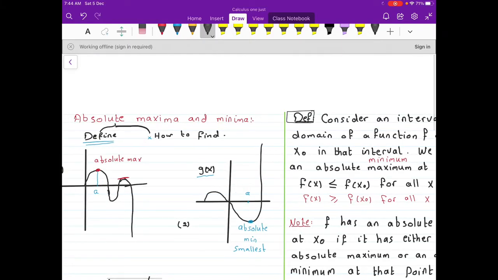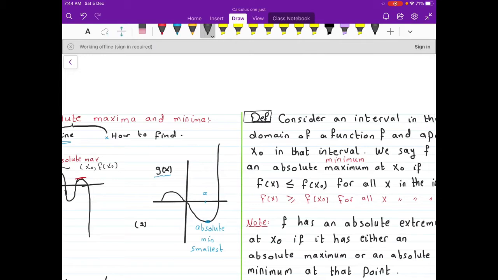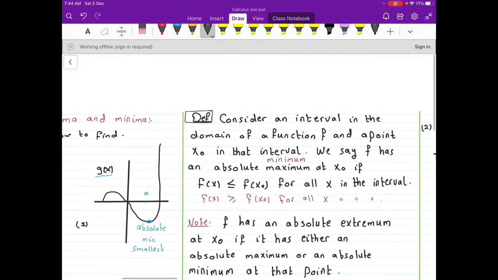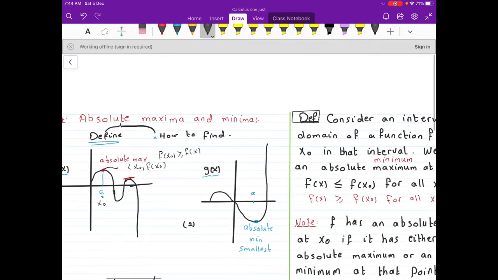Let's say this point A is called x naught, and these are the coordinates x naught, f of x naught. We say f has an absolute maximum at x naught if f of x is less than or equal to f of x naught for all x in the interval. Notice that f of x naught is the largest value, f of x naught is greater than or equal to f of x for all x in the domain of the function.